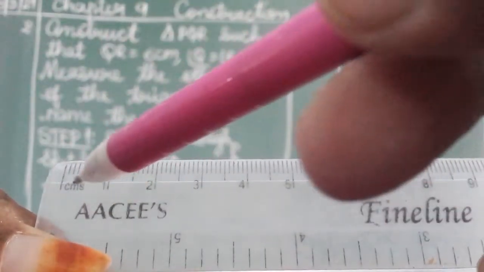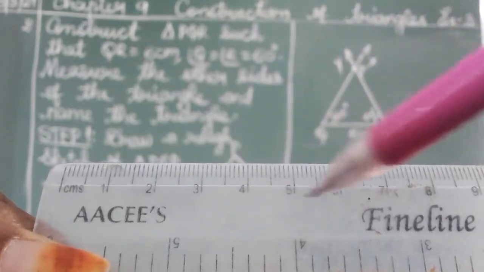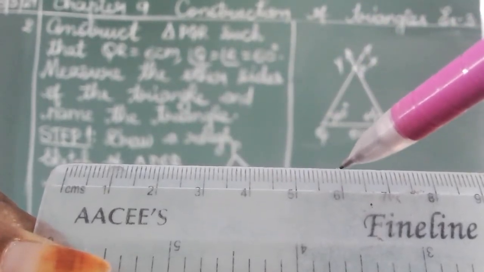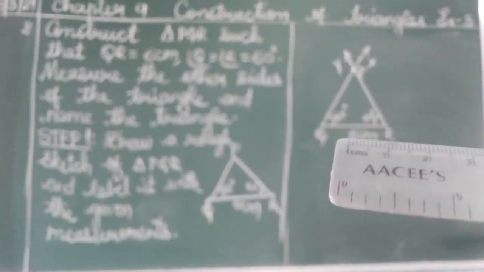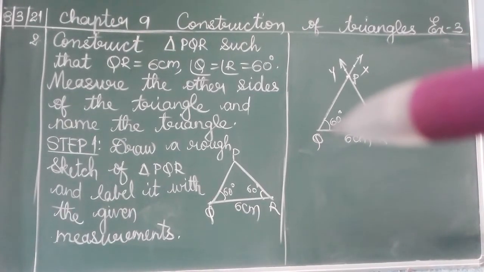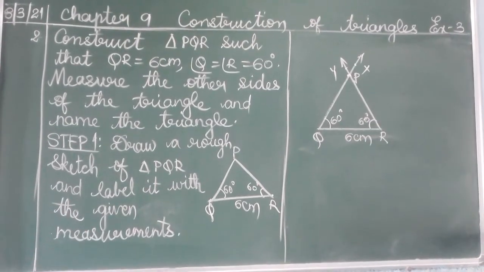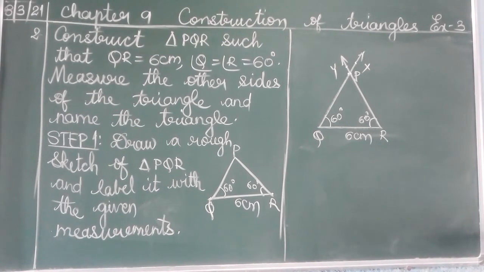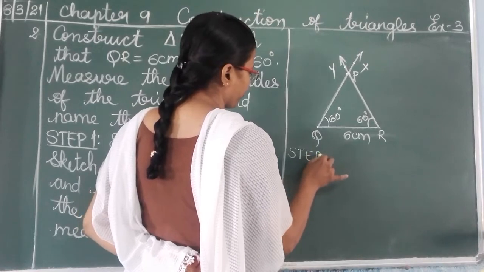So this is 0, mark a point there, and 6 centimeters, mark a point and then join using your scale. That is the base QR that we have drawn. Now for drawing the angle at Q, you are going to see the outer scale and mark 60 degrees, and when you are marking the angle at R, you are going to see the inner scale and mark 60 degrees, and then you are going to join using your scale.